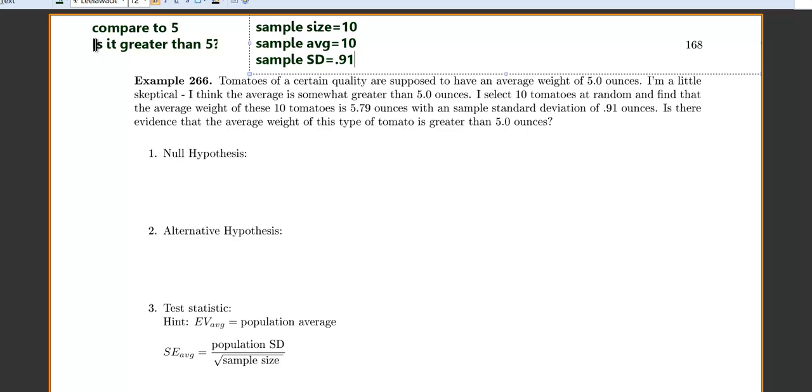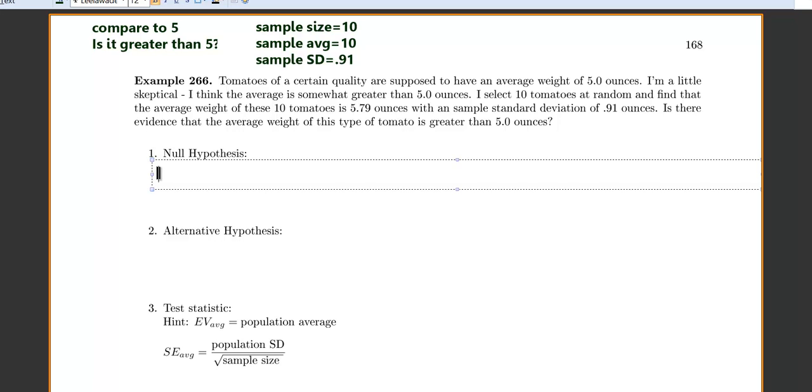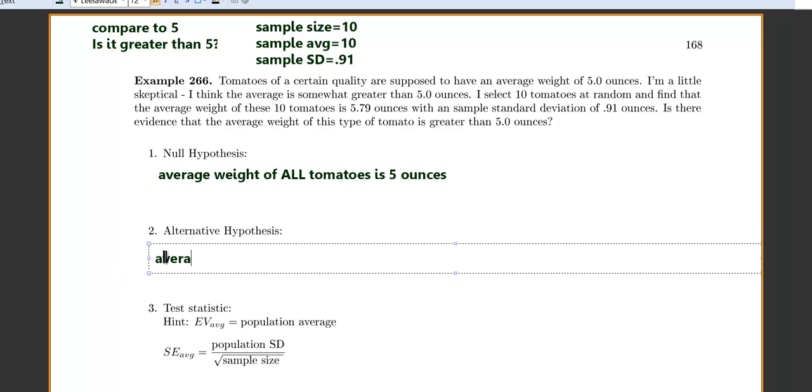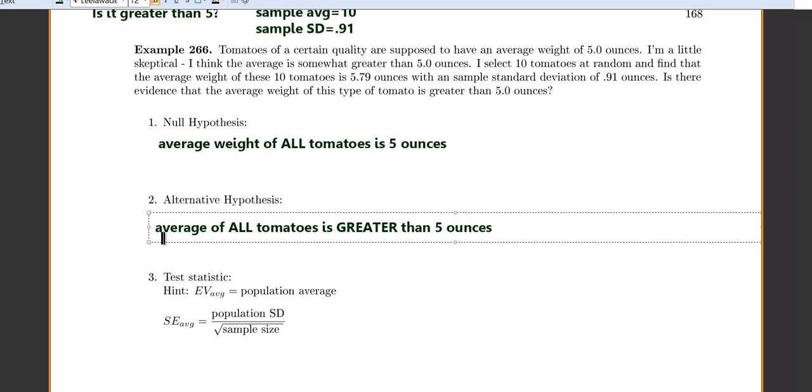So once again, we're comparing it to 5. Specifically, I want to know, is it greater than 5? The null hypothesis then would be that the average weight of all tomatoes of this type is 5 ounces. The alternative is that the average of all the tomatoes is greater than 5 ounces. So you have to either say the average of all, or you have to say the words population average, so I know that you're talking about the population.